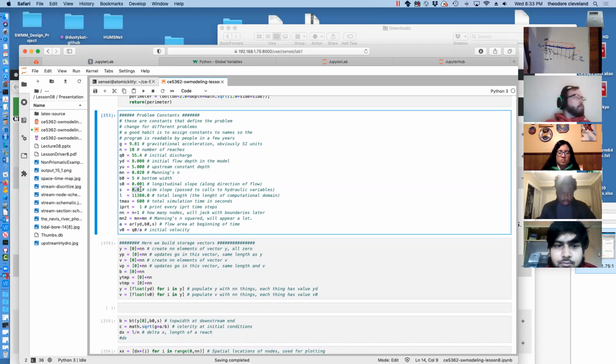Side slope of the channel is just used to represent trapezoids versus rectangles. And we're taking a total length of 11,380, which is pulled right out of the example problem from a couple of classes ago. So at first appearance, the question would be, why that number? Why not 12,000? That's a fair question.